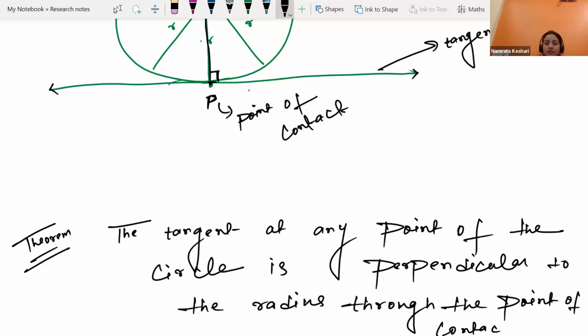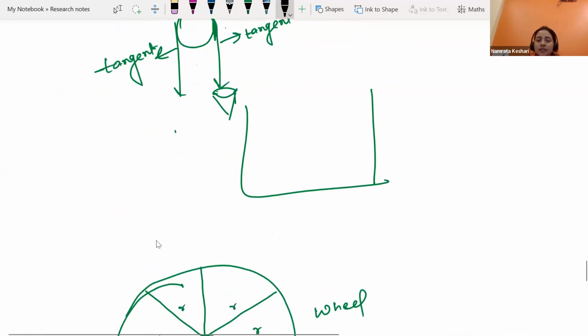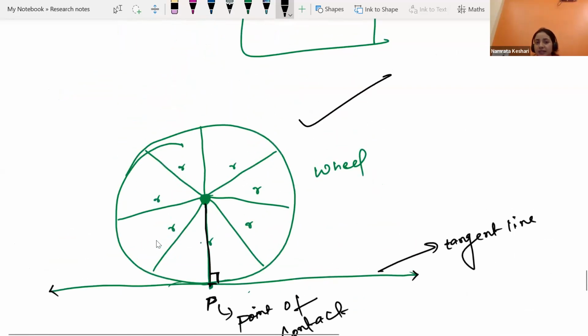Okay, this is just what I said just now. This is completely observation based. You will find that whatever spoke comes vertically, just touching the ground level straight, you will realize that it looks like perpendicular. However, we are not sure. Sometimes the line looks perpendicular, it may or may not be perpendicular.